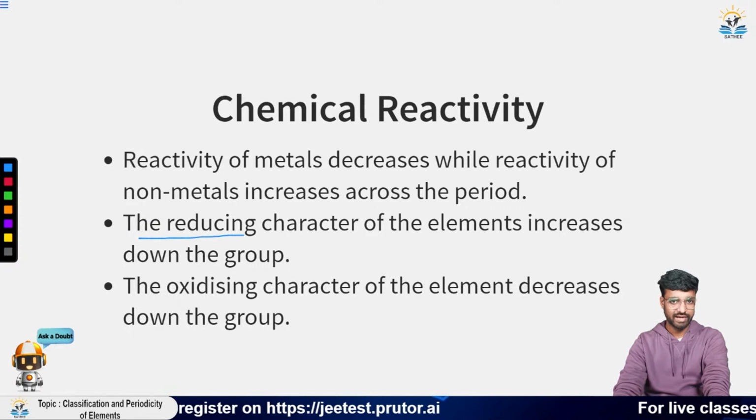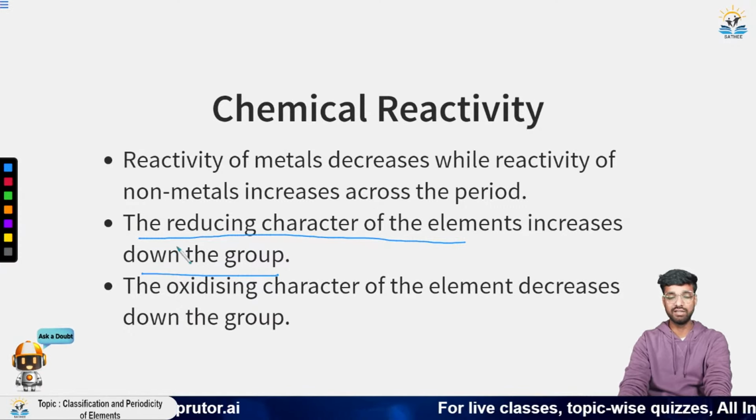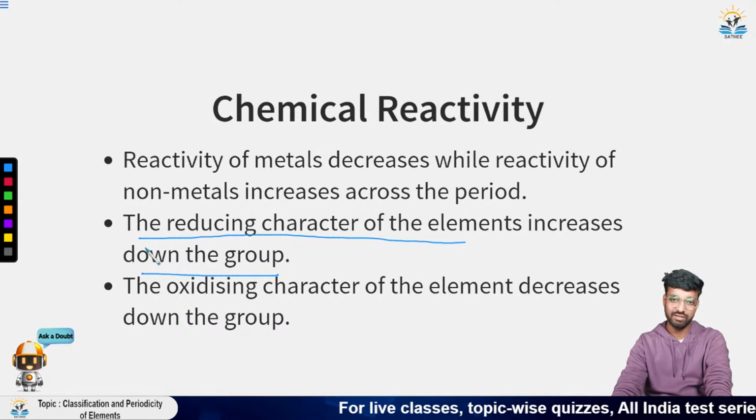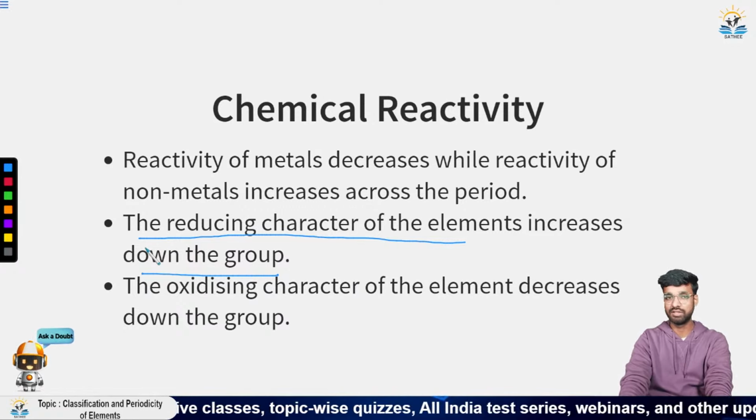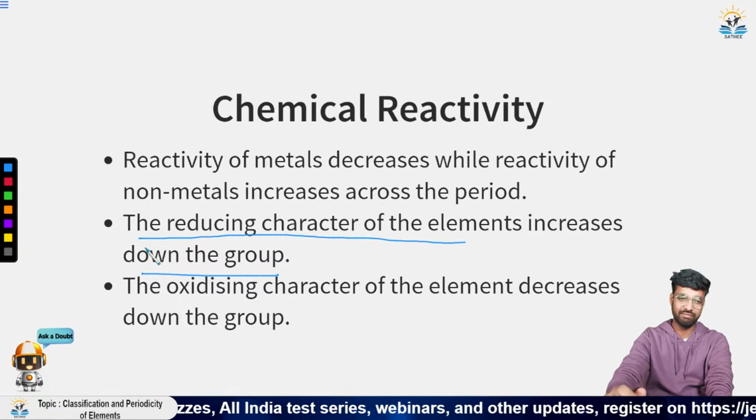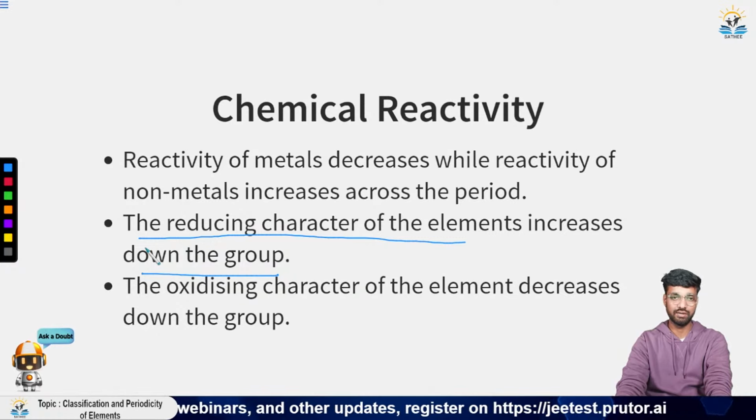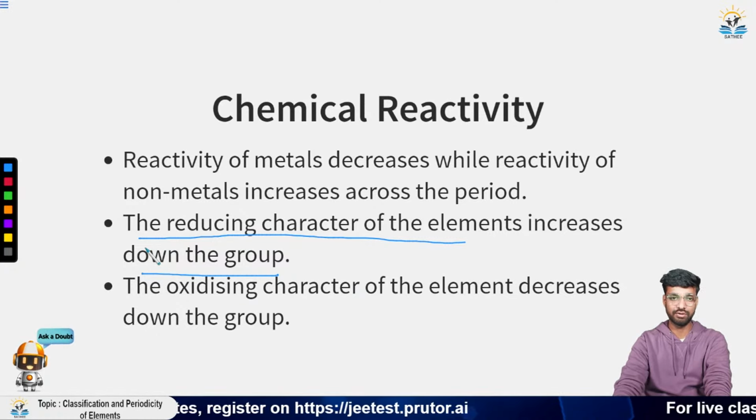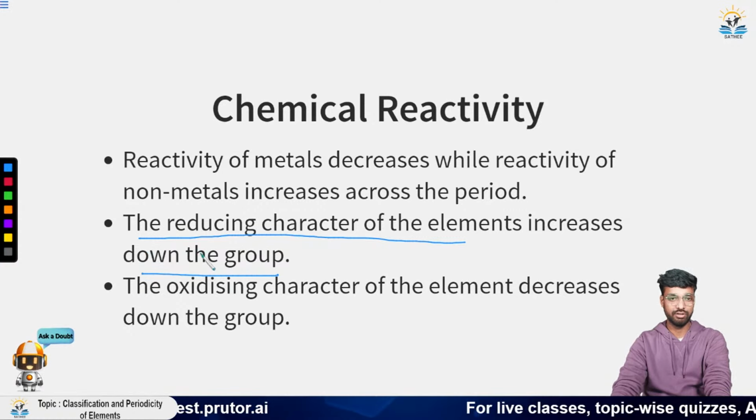Now, the reducing character of the elements increases down the group. Why? What is reducing character? It means it is oxidized very easily, so it will lose its electron, that is, it has a smaller ionization enthalpy. And we know very well that as we move down the group, the atomic radius is increasing and the electrostatic attraction is decreasing. Now it is easy to remove the electrons, so it will be oxidized easily and we will have a greater reducing power.